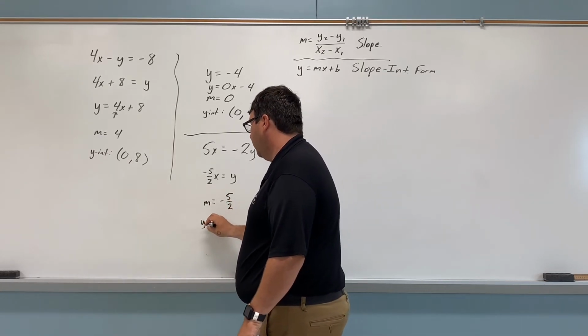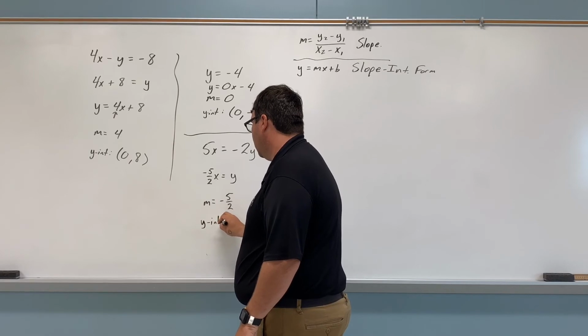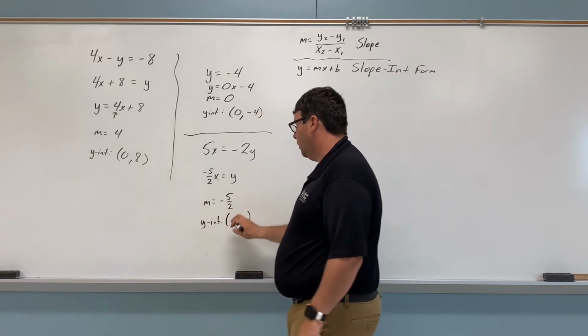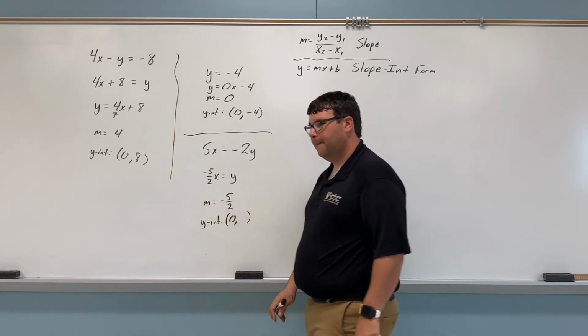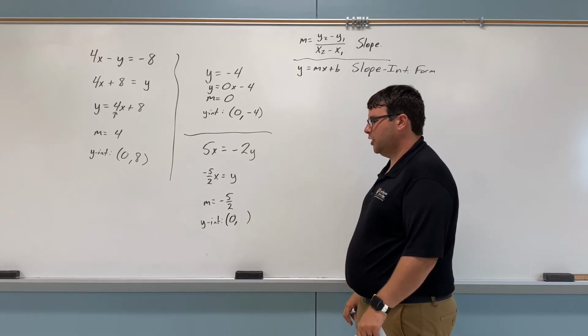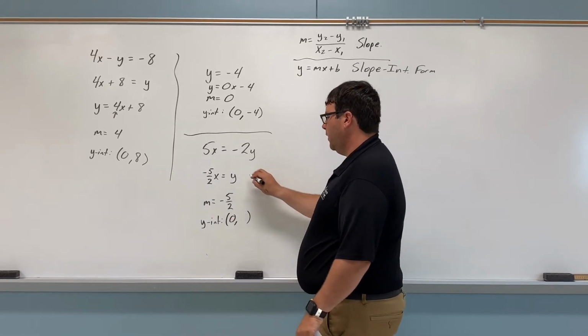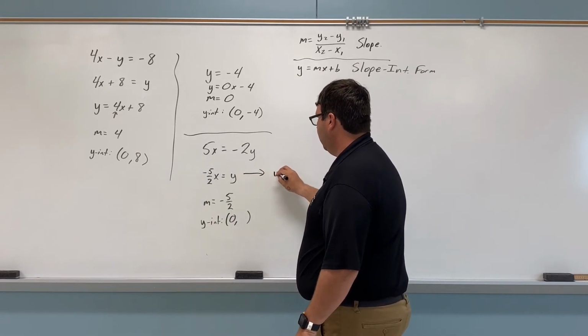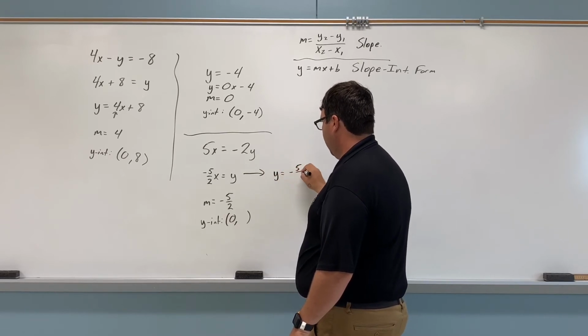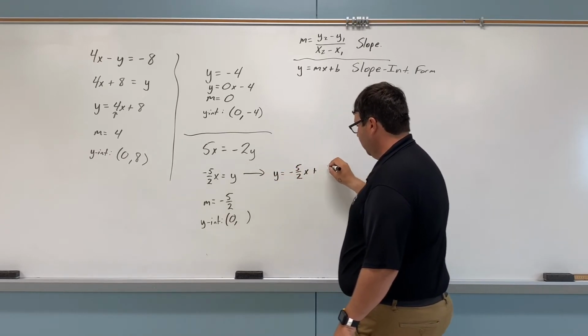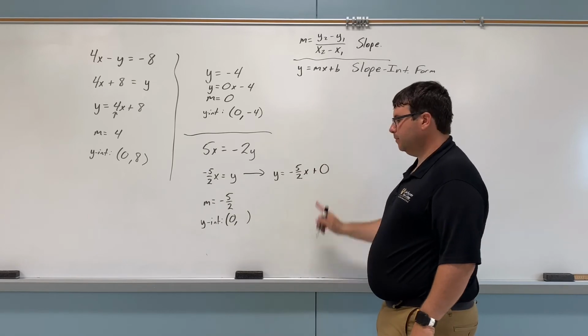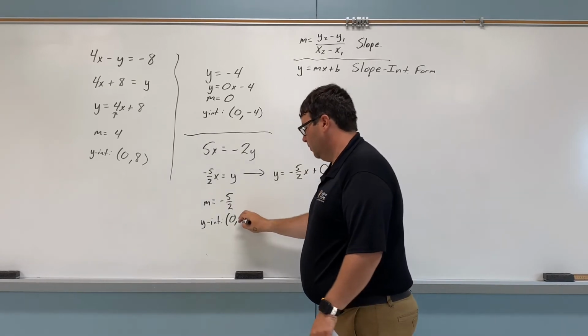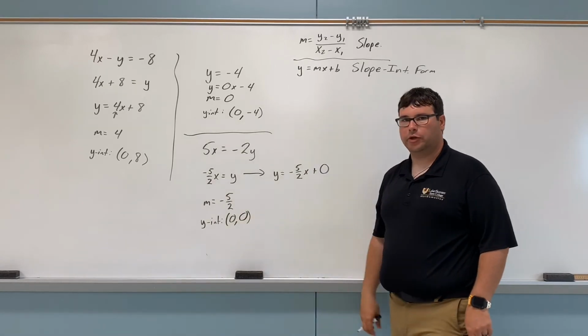What is my y-intercept? 0 what? That may be a little bit of a challenge, right? Not really. Technically, this is y is equal to negative 5 halves x plus 0. Your b value is 0. You cross through the origin.